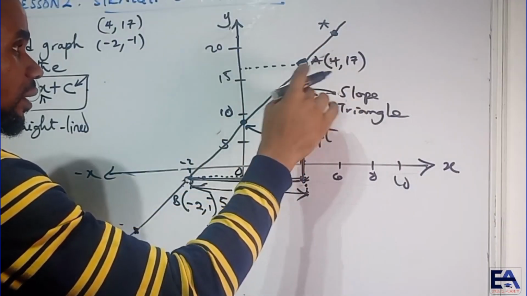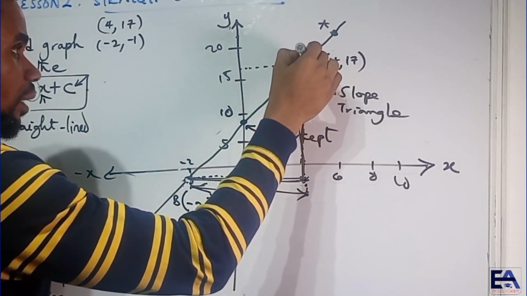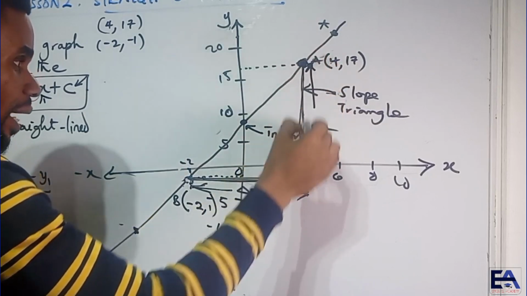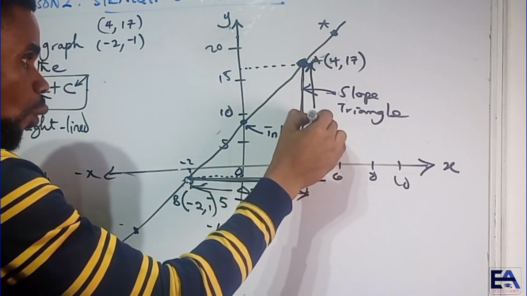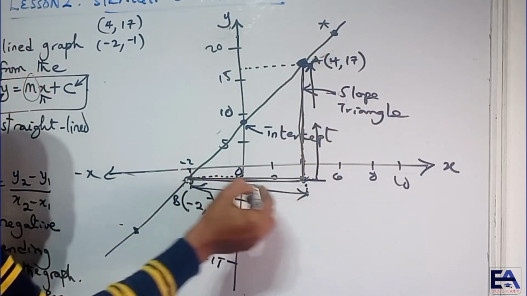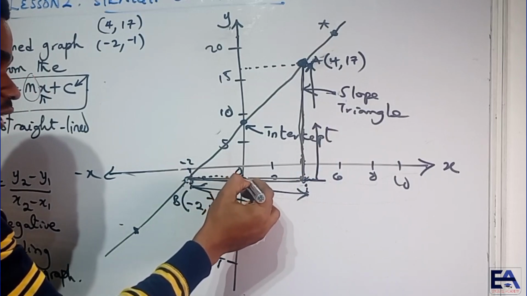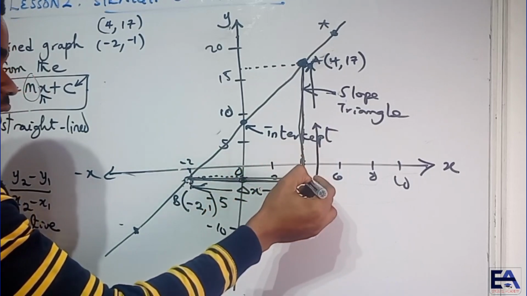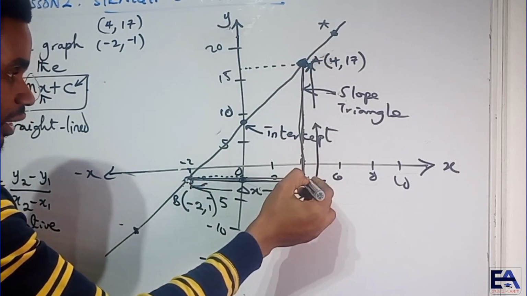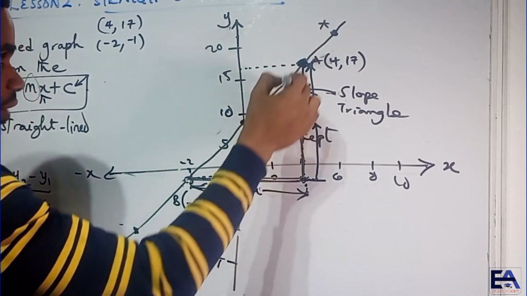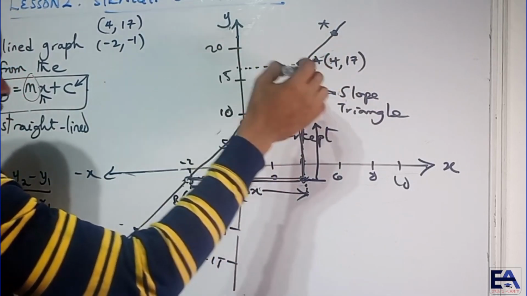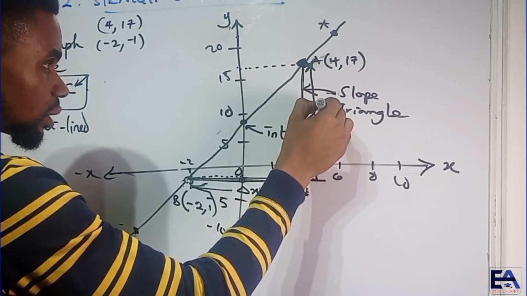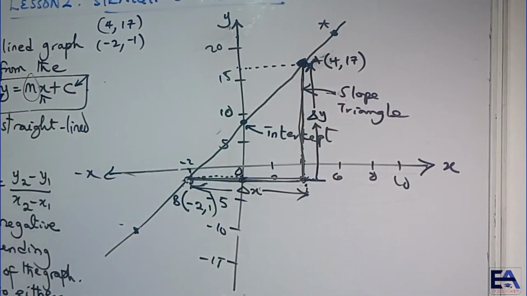Now, the same thing applies here. There is a point here, and there is another point here for y. y is a particular value here, which is minus 1. When you trace this point to the y-axis, y is a particular value, and it's also another particular value here, which is 17. So the difference between the two values of y is called the change in y.